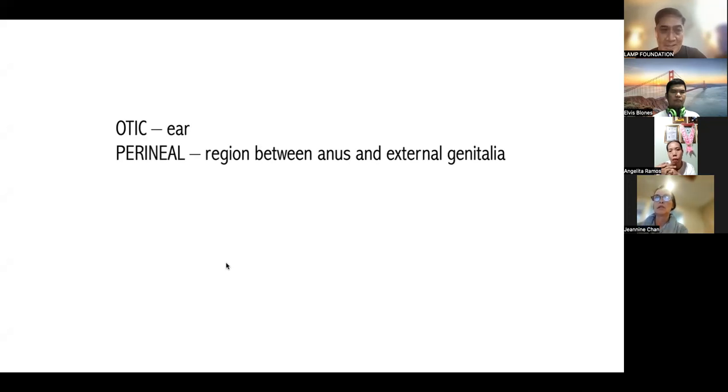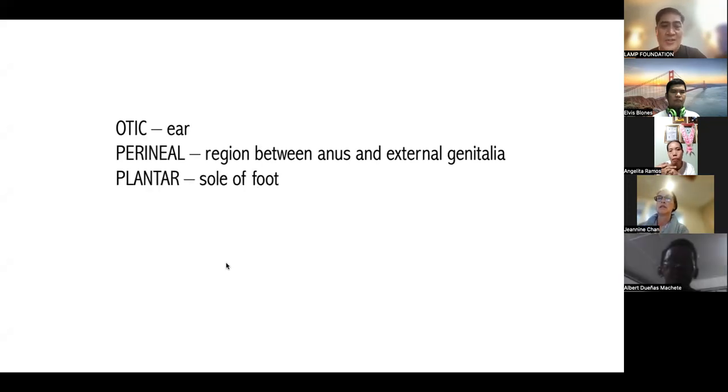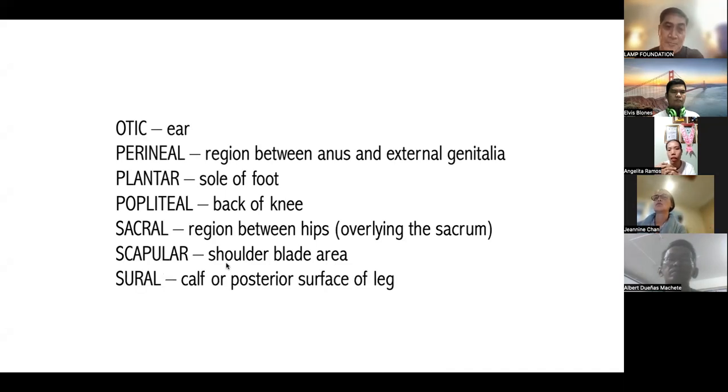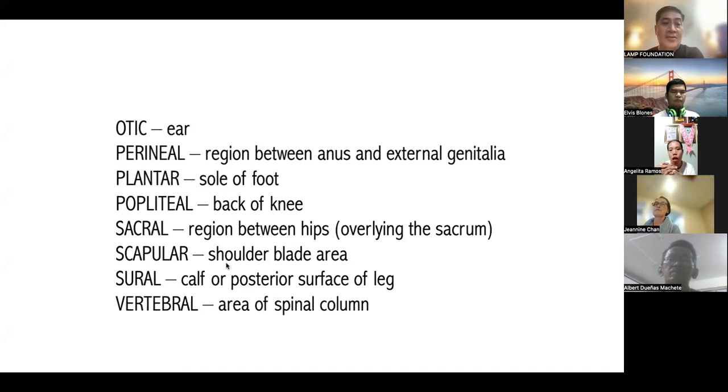I think that's very easy now. Plantar, sole of the foot. Popliteal is back of the knee. Sacral is the region between the hips, overlying the sacrum. Scapular, the shoulder blade area. Scapula. Sural is the calf or posterior surface of the leg. Vertebral is the area of spinal column.